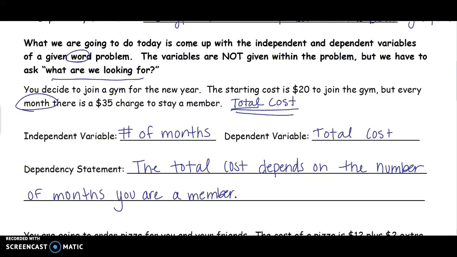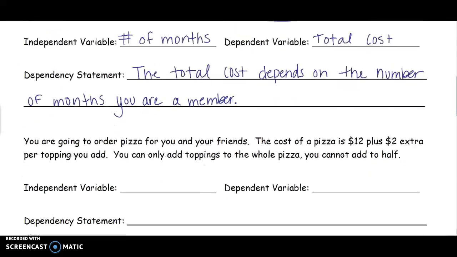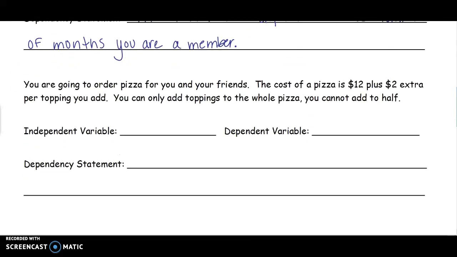Okay, so let's try another problem. You're ordering pizza for you and your friends. The cost, keyword, of a pizza is $12 plus $2 extra per topping you add. You can only add toppings to the whole pizza. You cannot add half. So what are we looking for? If you said total cost, you're correct. And since it's a total, that's going to be your dependent variable, total cost.